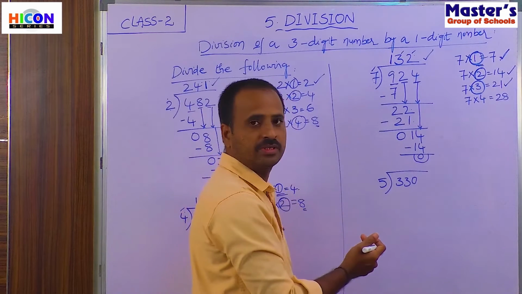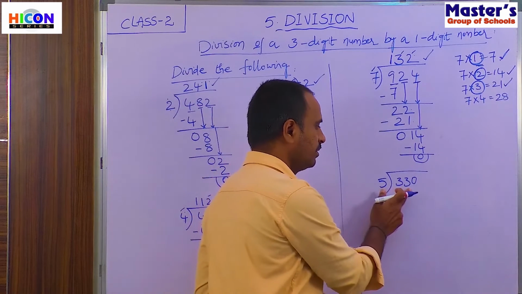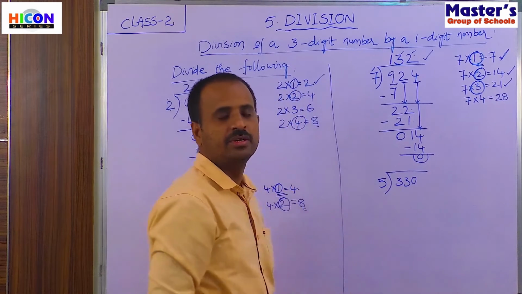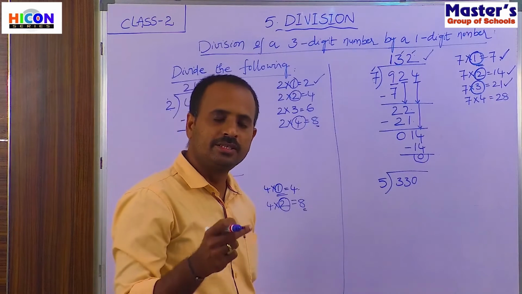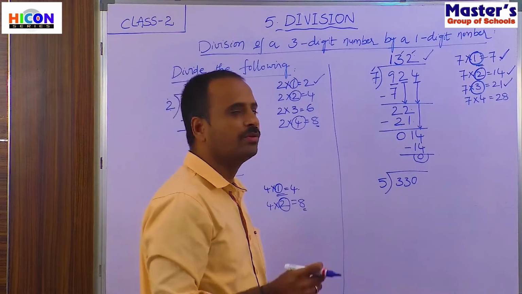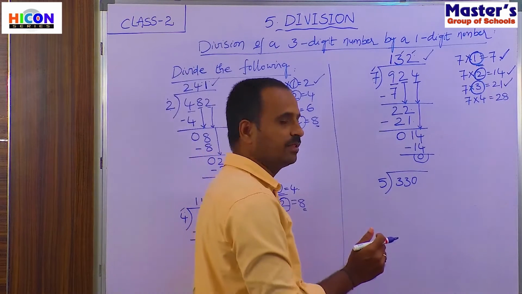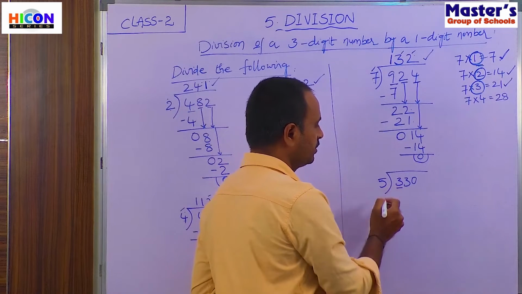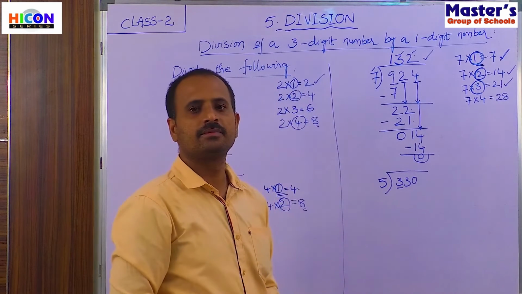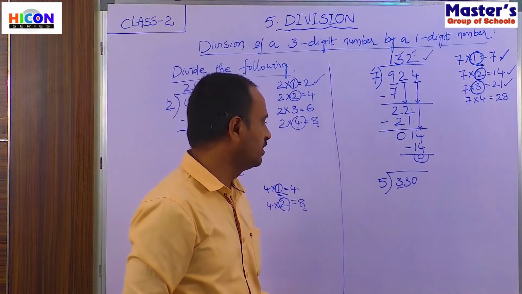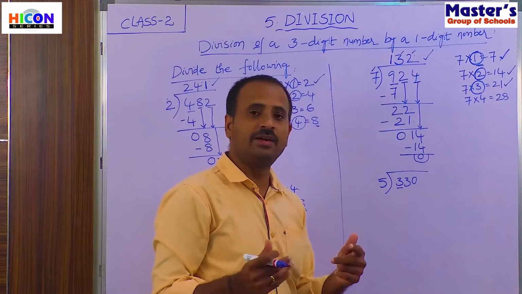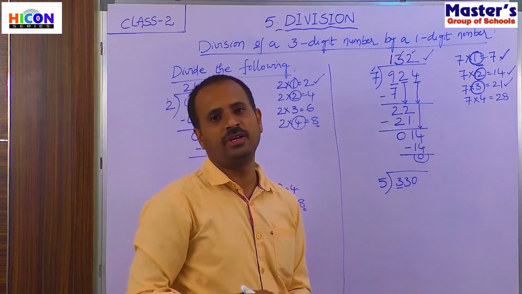So again, same process. How many digits are there? 3 digits. If there are more than 2 digits, we have to take each digit separately. So let us take the first digit in the dividend. Children, here what is the first digit? 3 is the first digit. And now let us find when the number 3 comes in the 5th table. We did not get the number 3 in the 5th table.